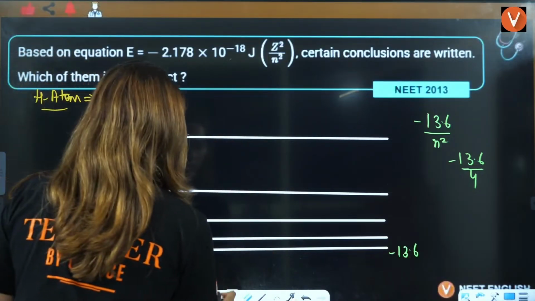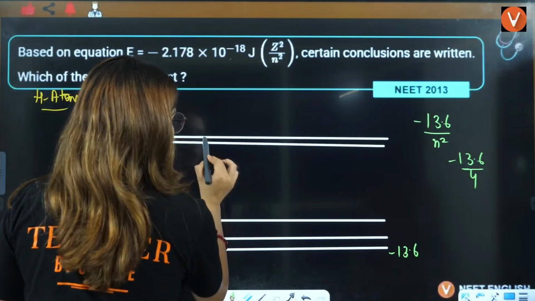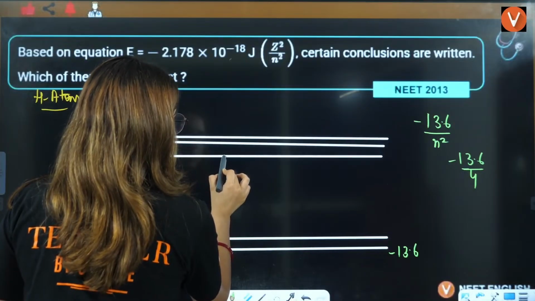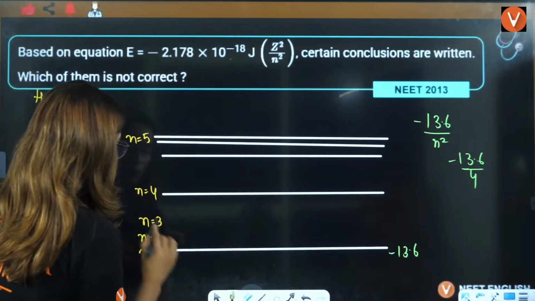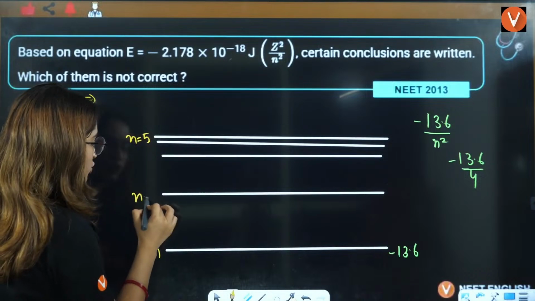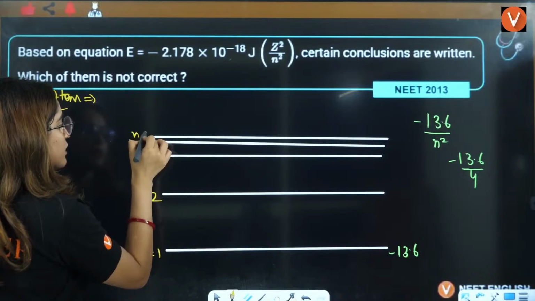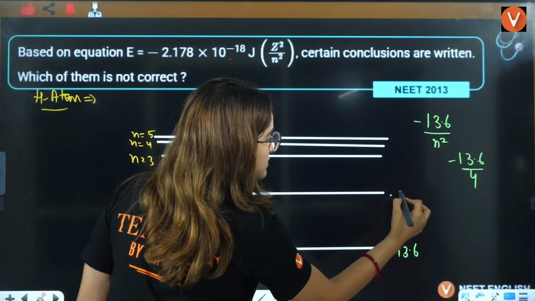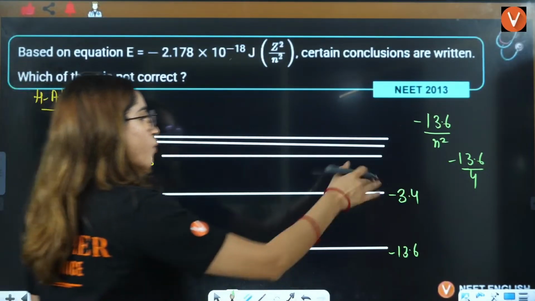Wait a minute, I have drawn it wrong. It will be actually like this. Now, this is going to be n is equal to 2, this is n is equal to 3, this is n is equal to 4, and n is equal to 5, and so on. So here it is minus 13.6, that is minus 3.4. What about the next one?